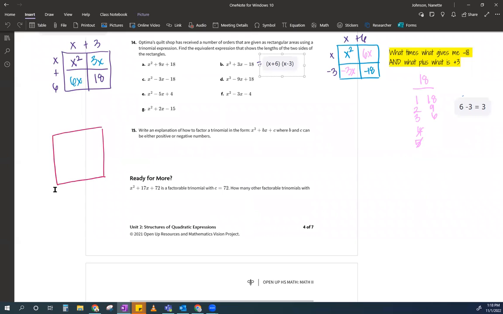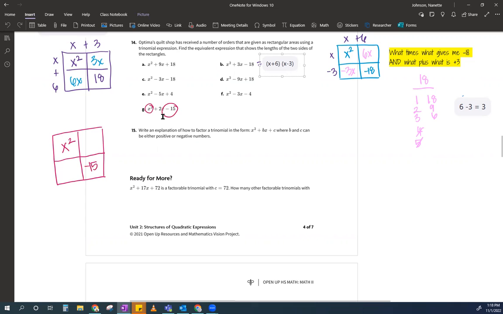Hold on a second. Okay, good. So here's my little rectangle. The very first thing I'm going to do is I'm going to take that first term and put it in the first box. And I'm going to put the last term in the last box. That's what I do.